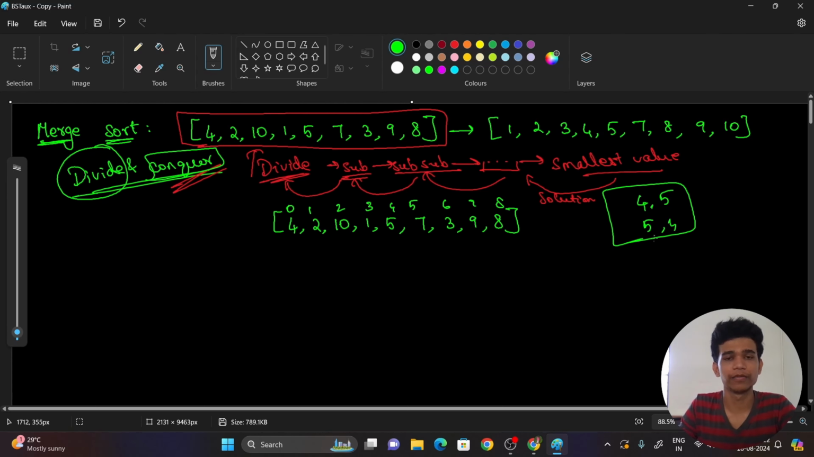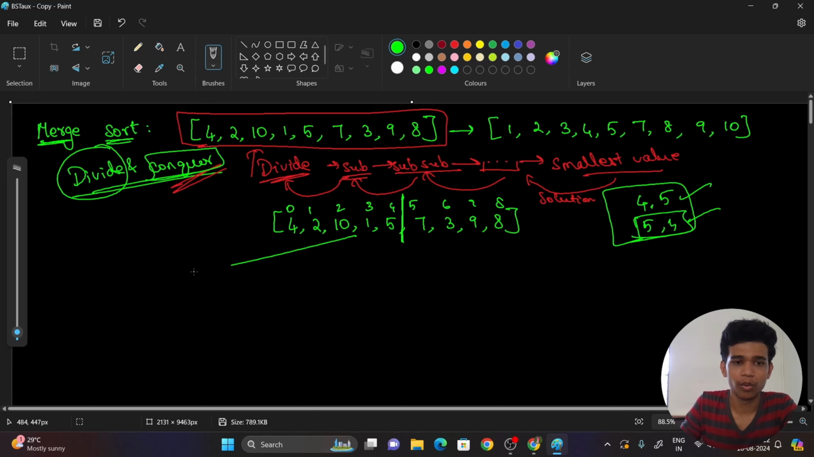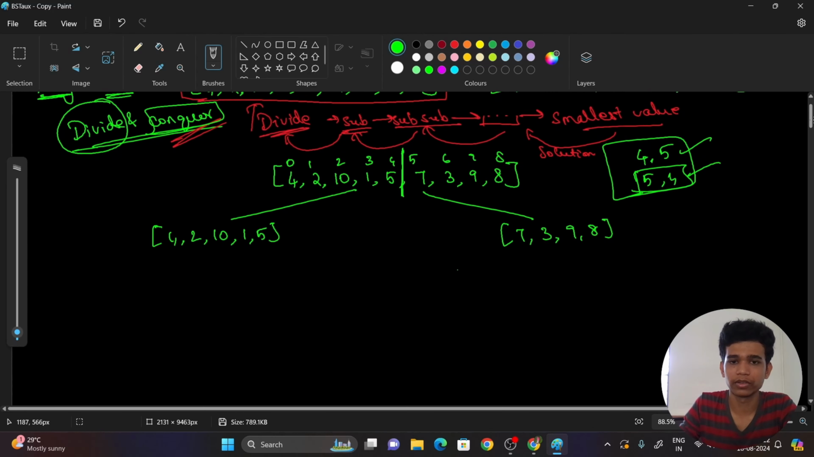You can divide any way. I prefer to divide into 5, 4. I divided here. If we divide this, see here, the first part will contain 4, 2, 10, 1, 5, and the second part will contain 7, 3, 9, 8. These are the portions it contains.